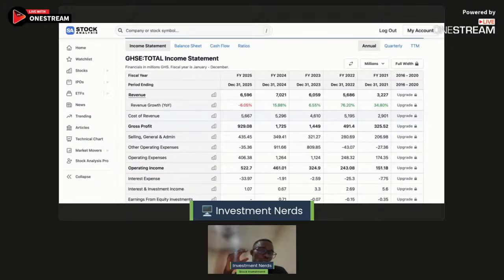Can you see what's happening to Total in 2025? I hope you are seeing it. Can you see it? Let us know in the comment section.